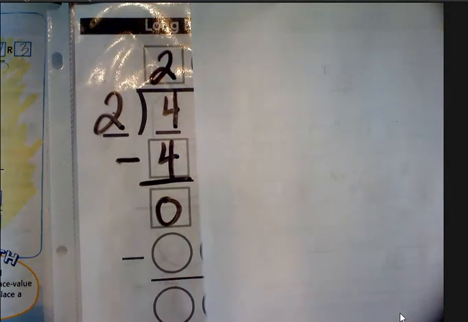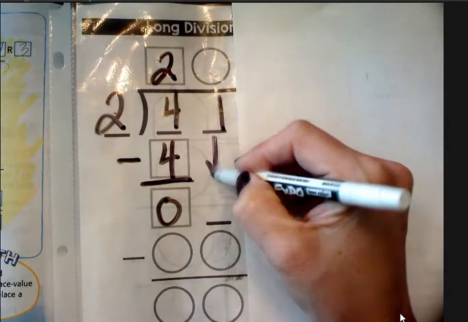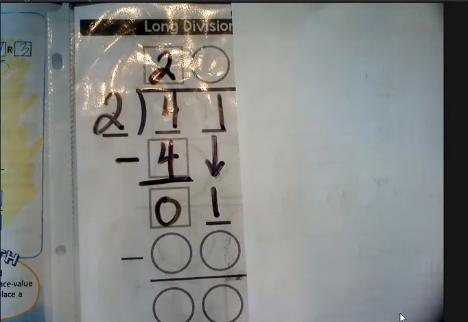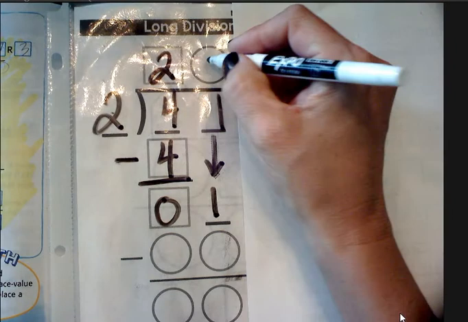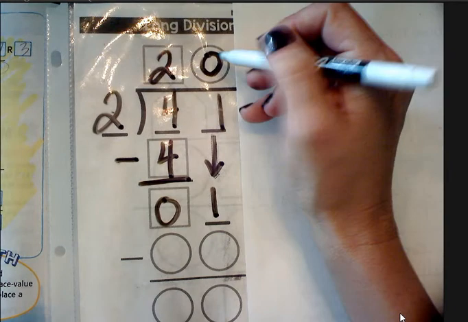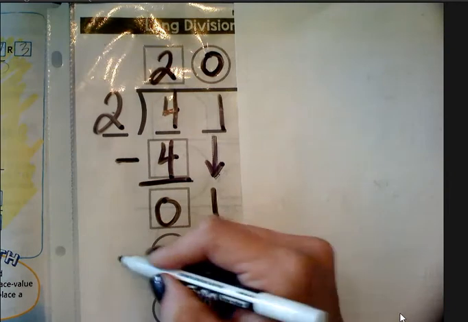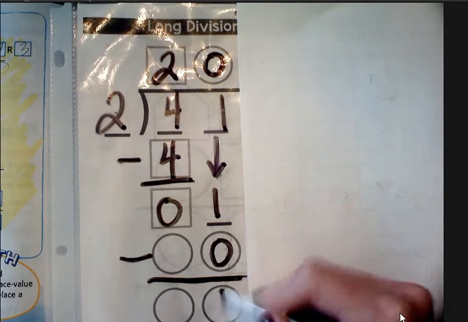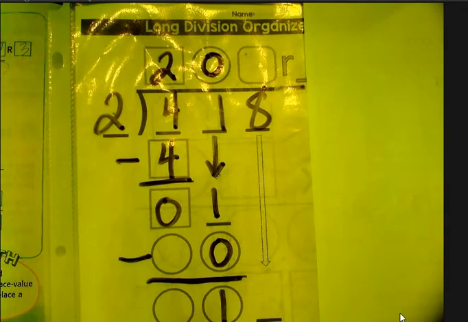Move our paper over and bring down a 1. How many times can 2 fit in 1? Well, 1 times 2 is 2, so it doesn't fit at all. So we put a 0. Multiply. 0 times 2 is 0. 1 minus 0 is 1. Now we bring down our 8.